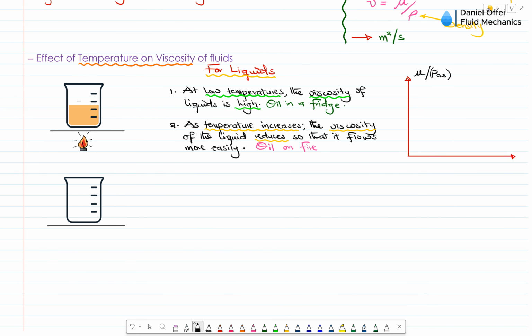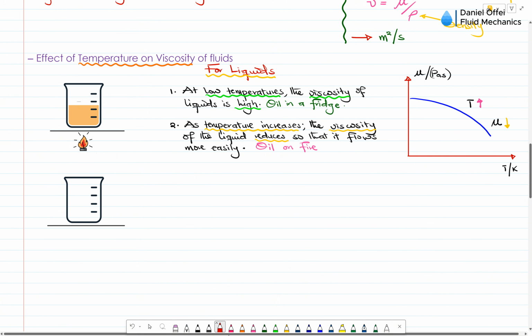So we can draw a graph that shows the change in viscosity as temperature increases. Then realize that as the temperature goes up, the viscosity goes down. However, for gases, the effect is in the reverse.